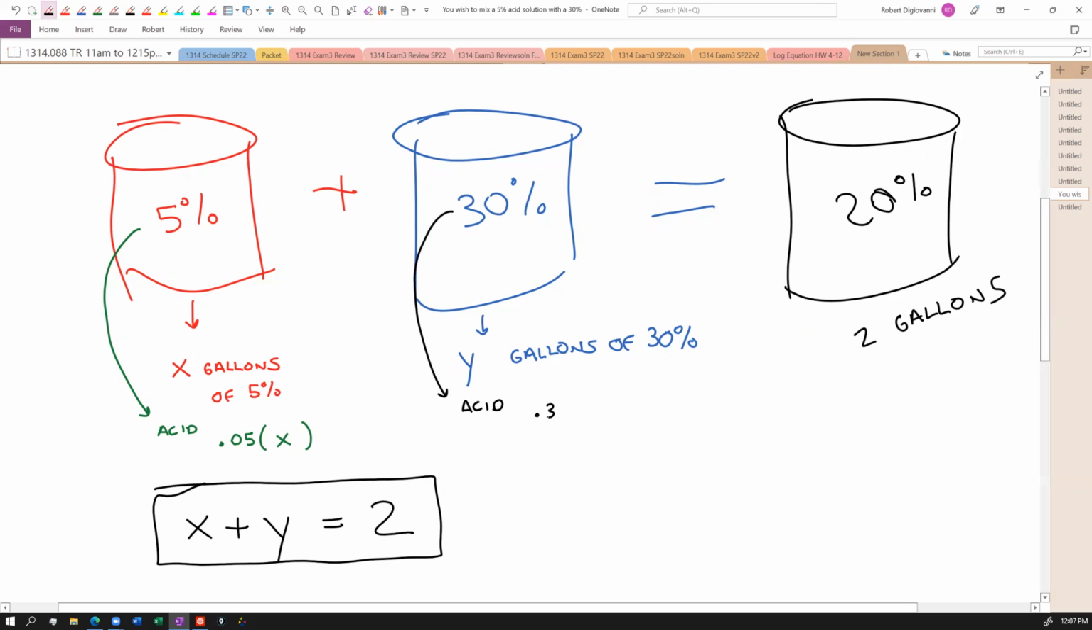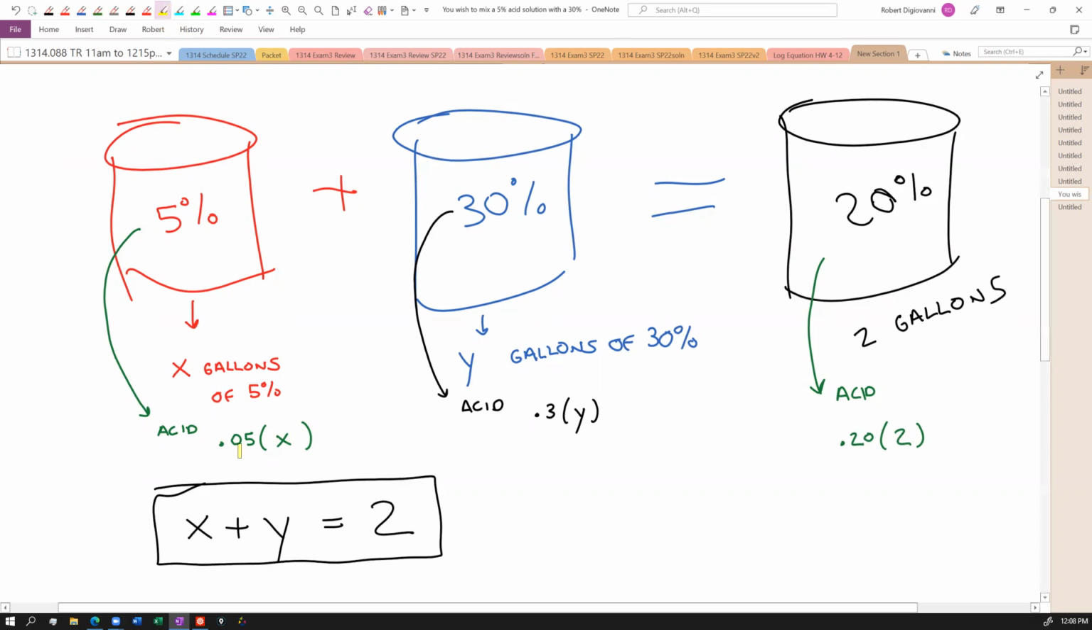0.3, right? Times what? How many gallons of that are we pouring in? We don't know, right? And then lastly, but almost most importantly, how much acid should be here at the end? Well, this we actually do know, don't we? Because it has to be a 20% mixture, 0.20, times what? How many gallons are at the end? 2, right?